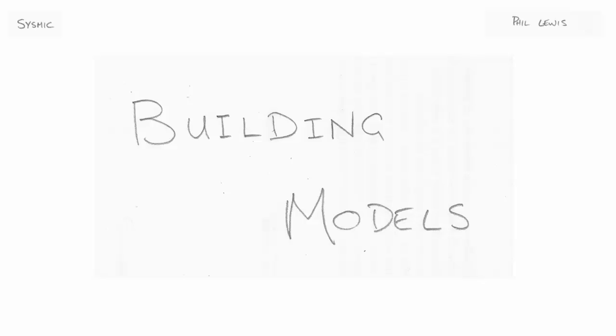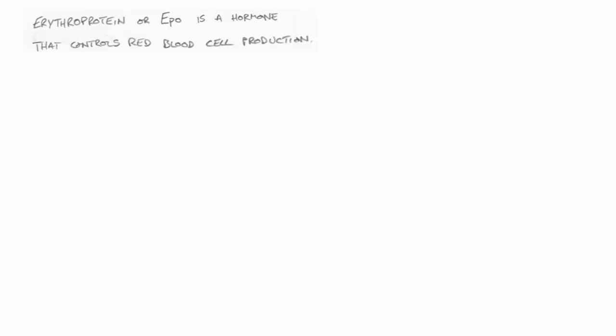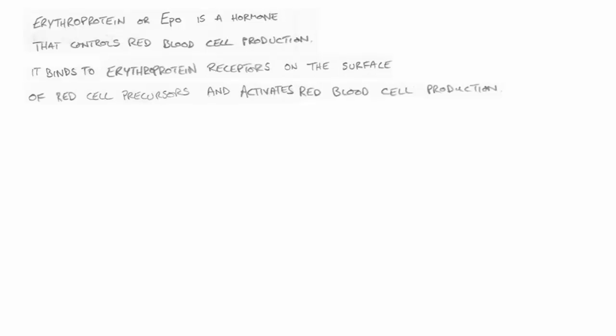So the next thing to do, now we've got our toolkit, is apply what we've gathered together to an example. The example we're going to look at is the EPO signaling cascade. Erythropoietin, or EPO, is a hormone that controls red blood cell production, and it binds to receptors on the surface of red cell precursors and activates red blood cell production. So the signaling cascade begins with phosphorylation of the EPO receptor.